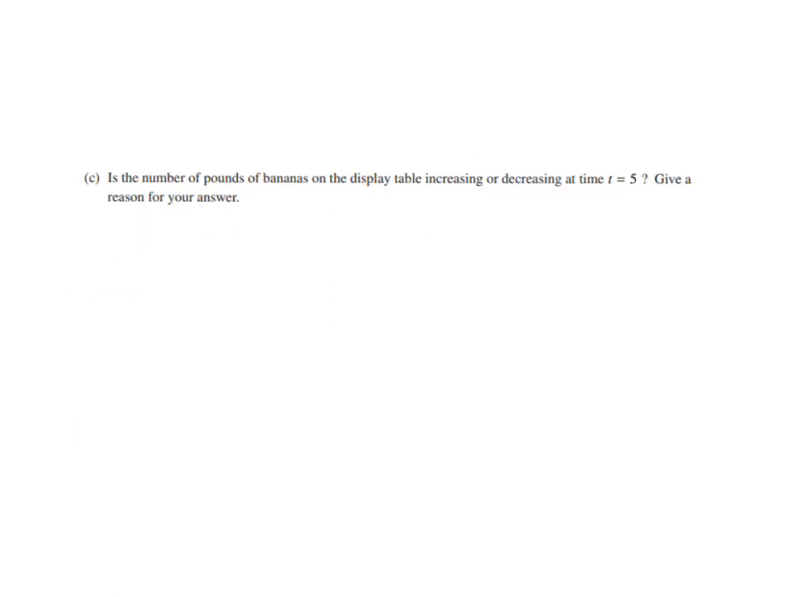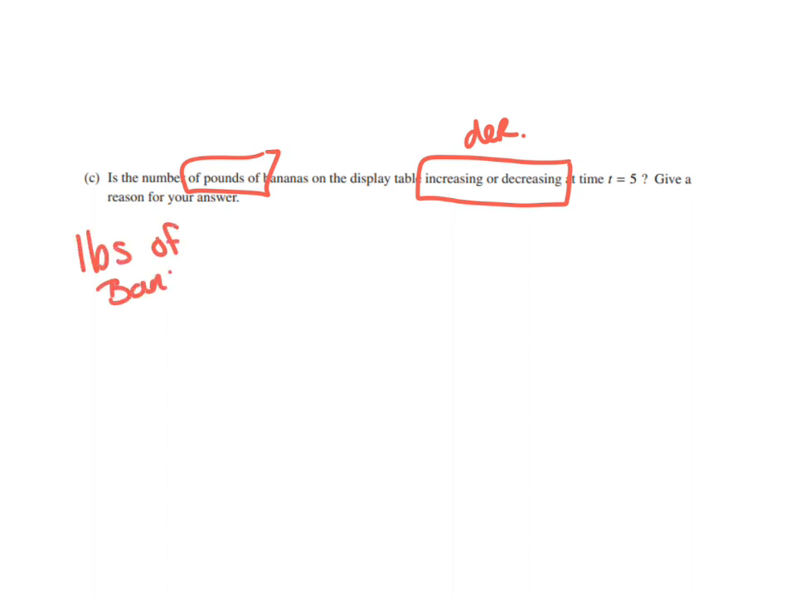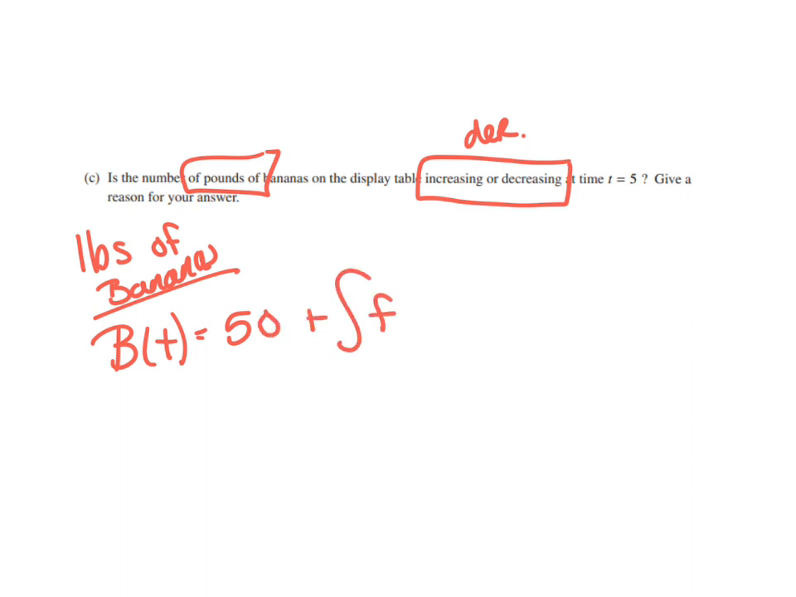Part C, is the number of pounds on the display table increasing or decreasing at t equals 5? So again, let me just talk you through how I'm breaking this down. Increasing or decreasing, I get from taking a derivative. And they want the derivative of what? And again, focus on the units, pounds. I want the derivative of pounds of bananas. So the first thing I'm going to do is write an equation for pounds of bananas. I'm just going to call it b of t. So this whole function has to be about pounds of bananas. Don't forget you have that initial condition. You have the amount you started with plus the amount that came in and the amount that's being removed.